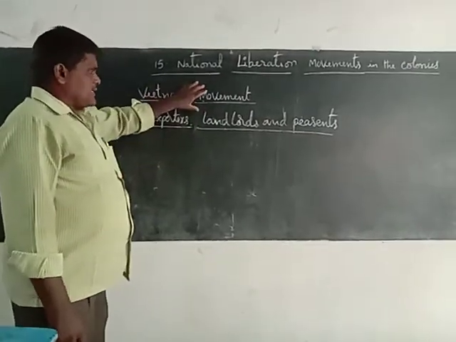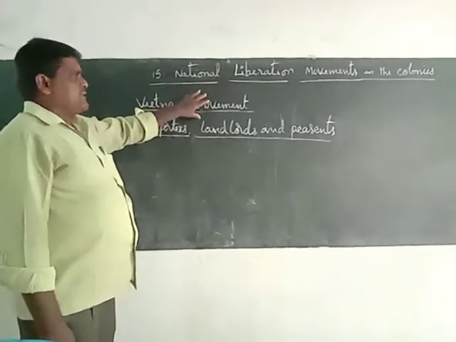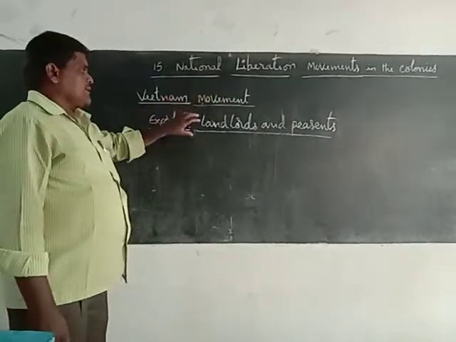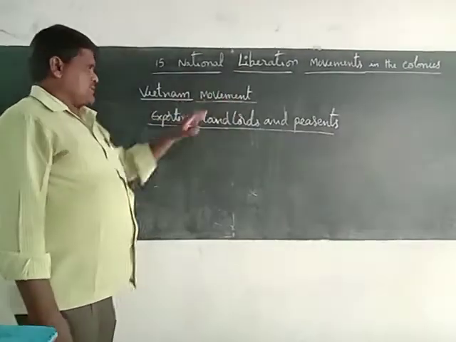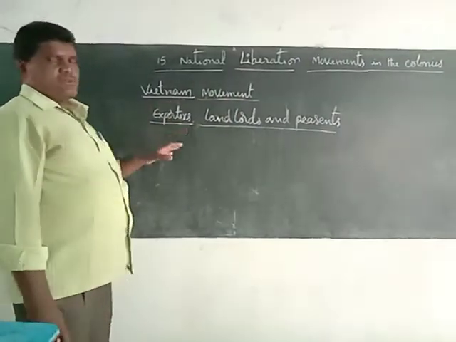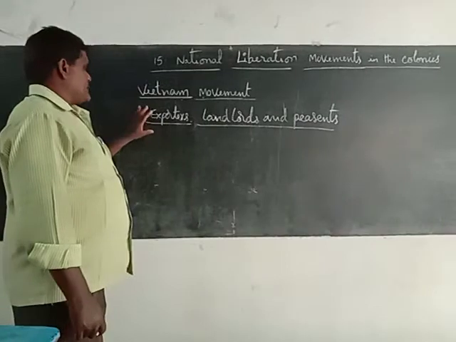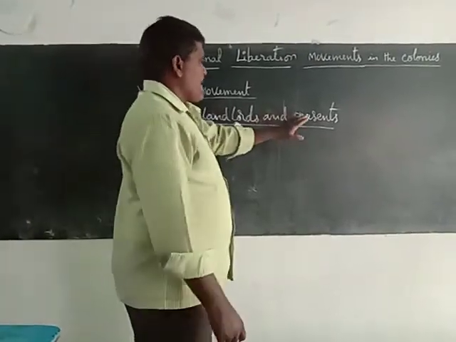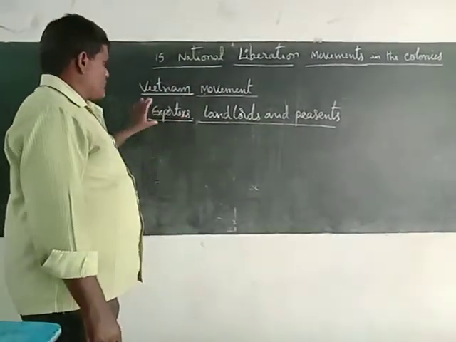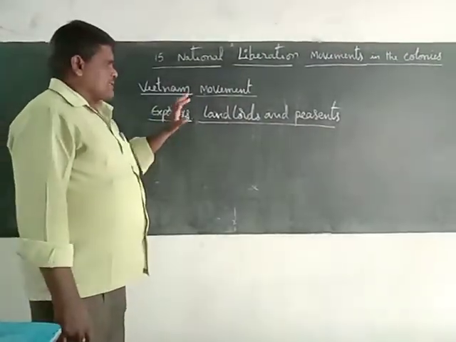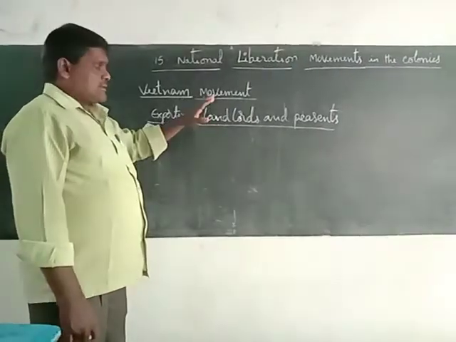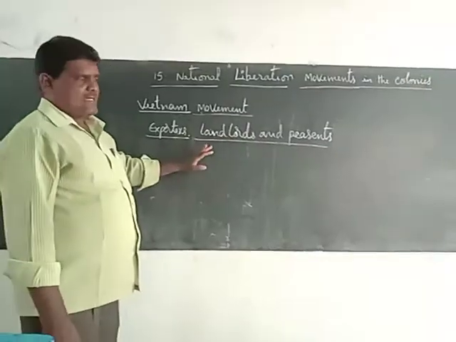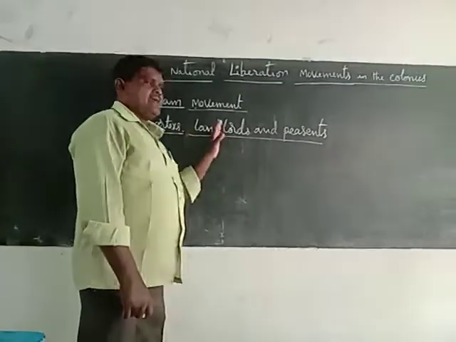Let us look at Vietnam socially, economically and politically. First, socially, Vietnam had landlords and peasants. This is one of the first topics. In Vietnam, the majority of the land was controlled by landlords.